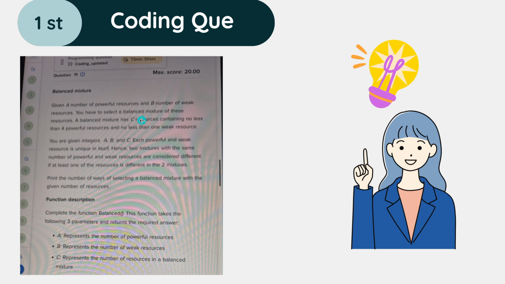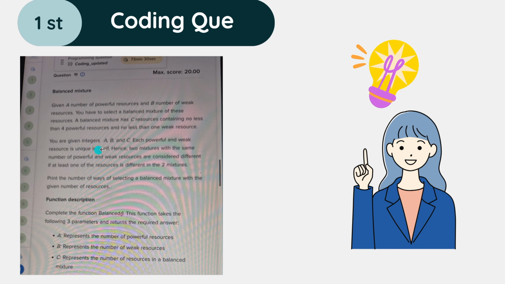Okay, you have to select a balanced mixture of these resources. A balanced mixture is C resources containing no less than 4 powerful resources and no less than 1 weak resource. The thing over here is you have A powerful resources and B weak resources. Now you have to mix them to get the balanced mixture of C resources. It should have a minimum of 4 powerful resources and a minimum of 1 weak resource. You can have more than that, but not less than that.